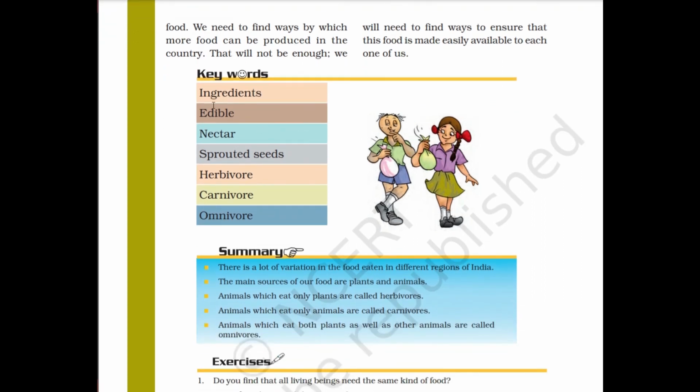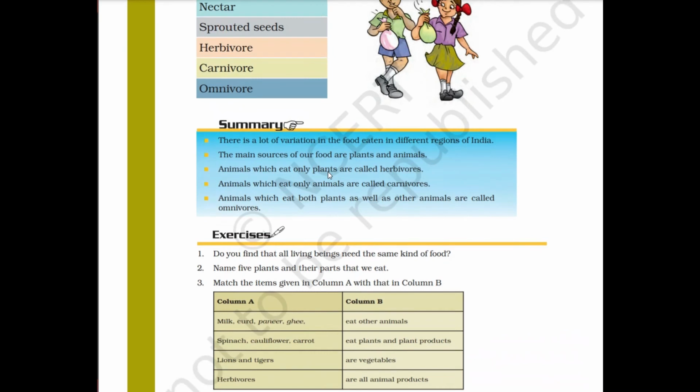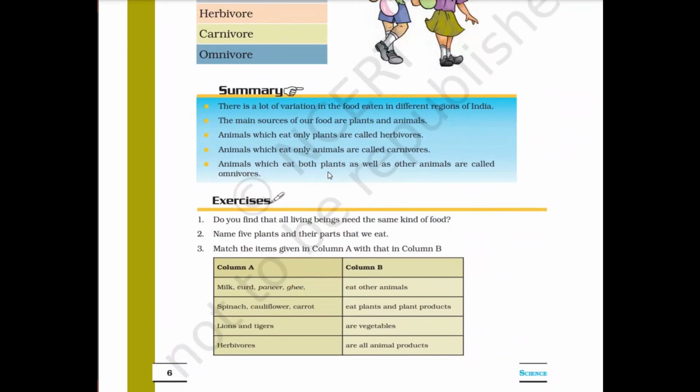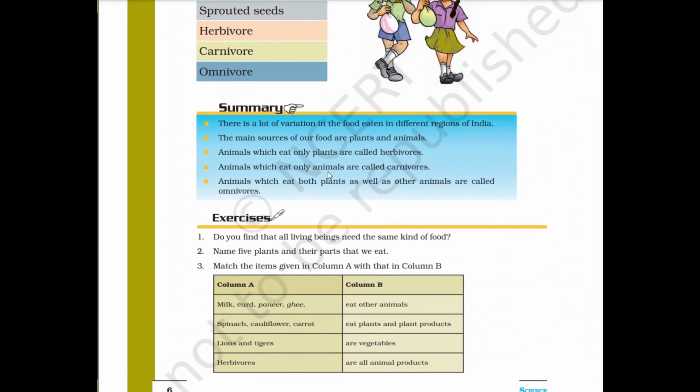Keywords, these are the keywords, and after this the chapter ends. So the keywords are ingredients, edible, nectar, sprouted seeds, herbivore, carnivore, omnivore. Most of these words you would have heard in the previous classes. It is just a recap, I think. Summary. This is the summary you should read if you want to, because it is a good recap of the whole chapter.